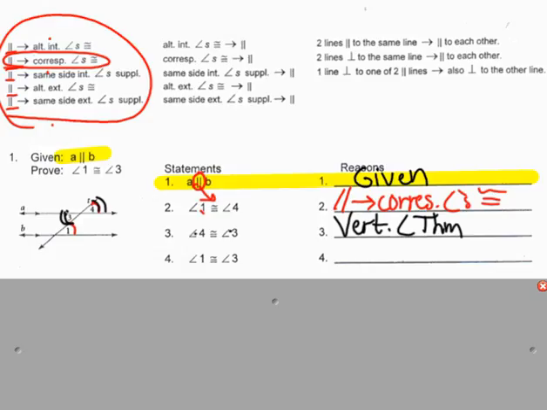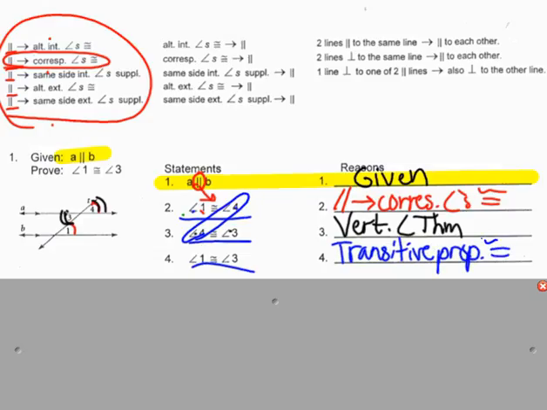Number 4, notice that we have 1, 2, 3. So this is a pattern we've seen in proofs before. We have 1 is congruent to 4, 4 is congruent to 3, 1 is congruent to 3. Notice that those 4s in steps 2 and 3 match. This is the transitive property of congruence.